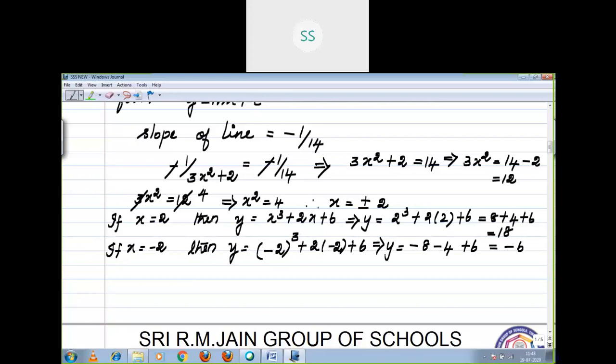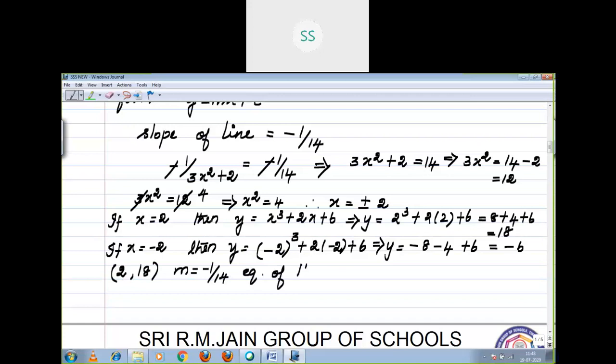We arrived at the points, and we know the slope. Then using that we are going to find the equation of the normals. Two equations you are going to get, right? First, the point 2 comma 18, slope is m equal to minus 1 by 14.